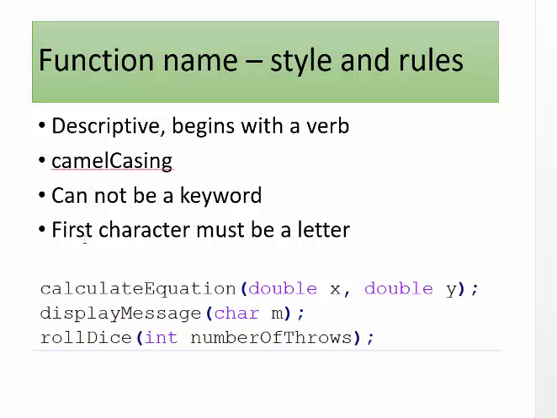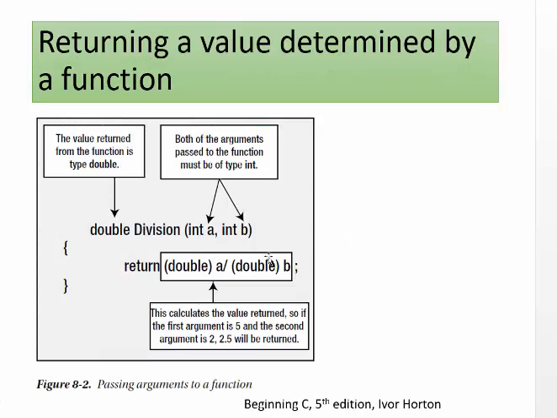But by the way, an underscore does count as a letter. I just don't care for using the underscores, but I won't forbid it. So the first character must be a letter. And I have a few good examples down below. Calculate equation. If I call that function, you can see that there are two. These are parameters in this case because it looks like it's part of my function definition. But anyway, okay.